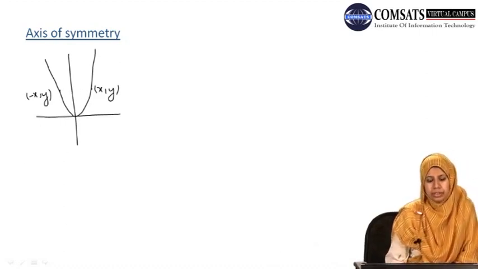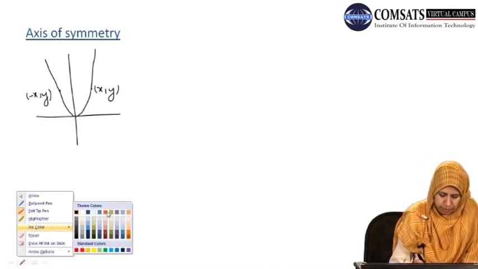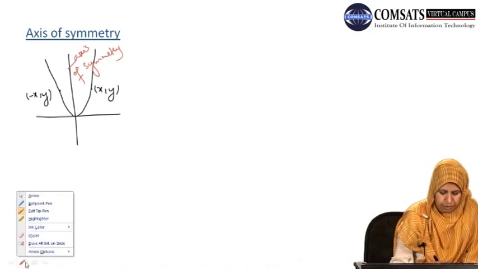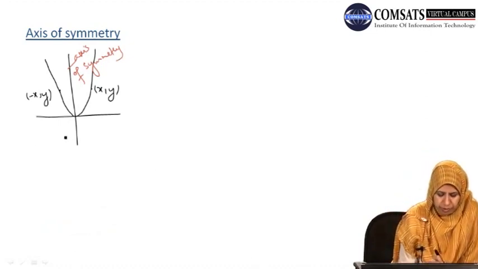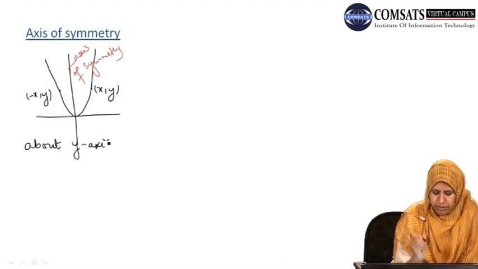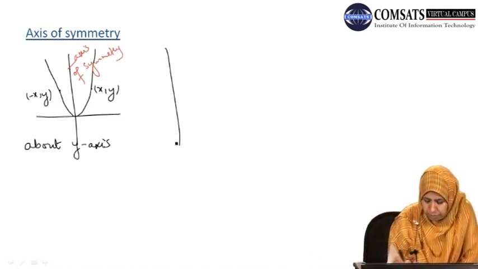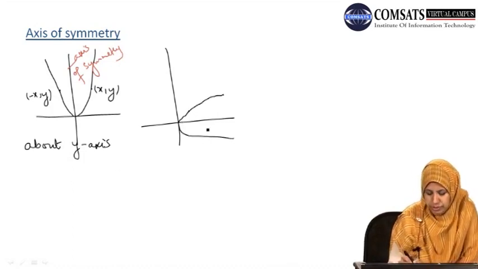And what will be the axis of symmetry in this case? The axis of symmetry is very easy to determine. Basically, this y-axis is our axis of symmetry. Okay, so if our graph is symmetric about y-axis, then the axis of symmetry will be the y-axis. Very simple to remember.